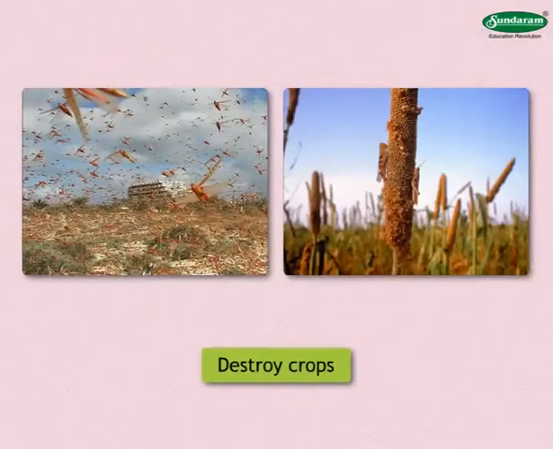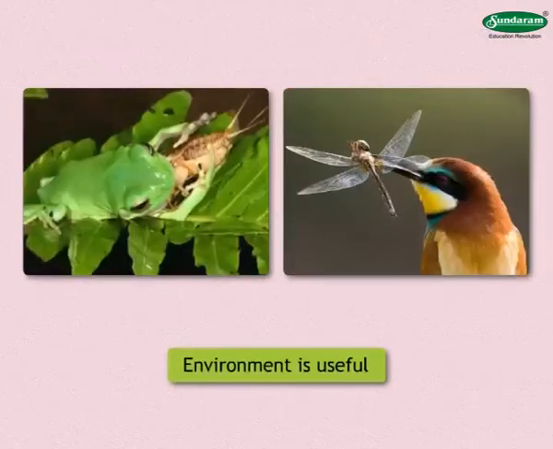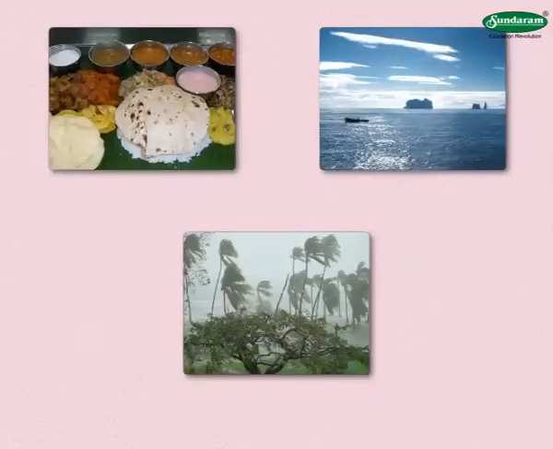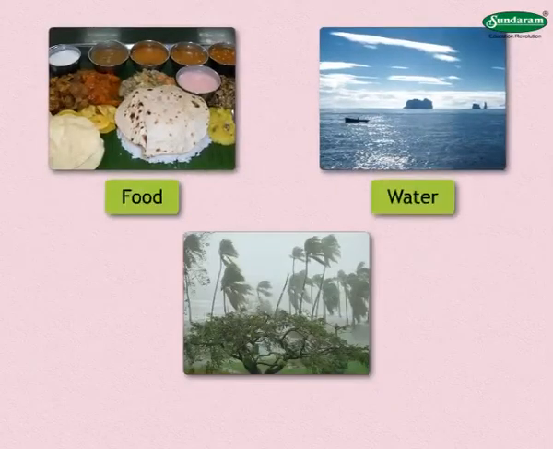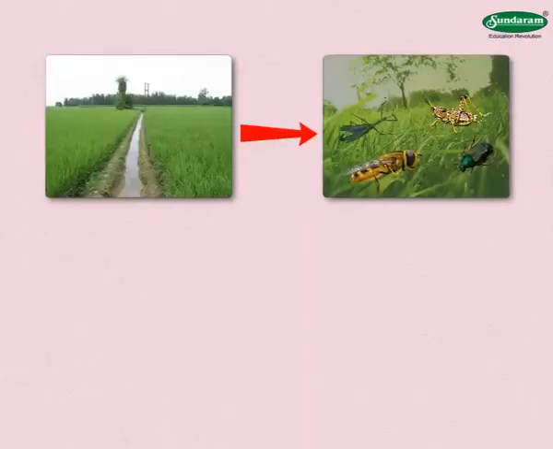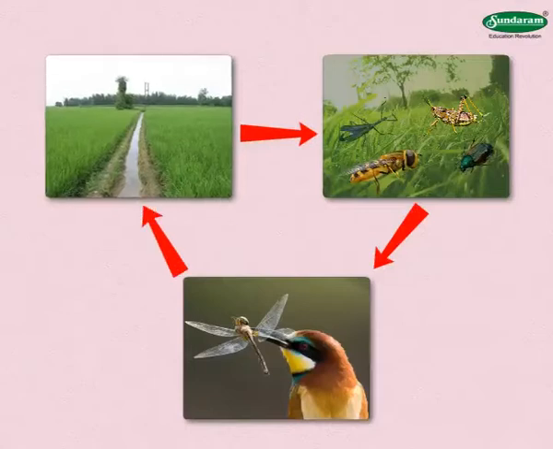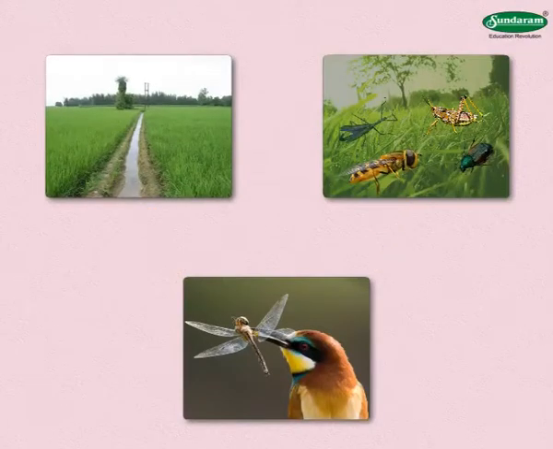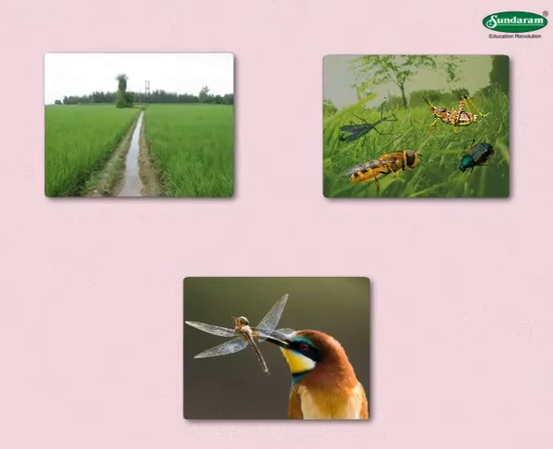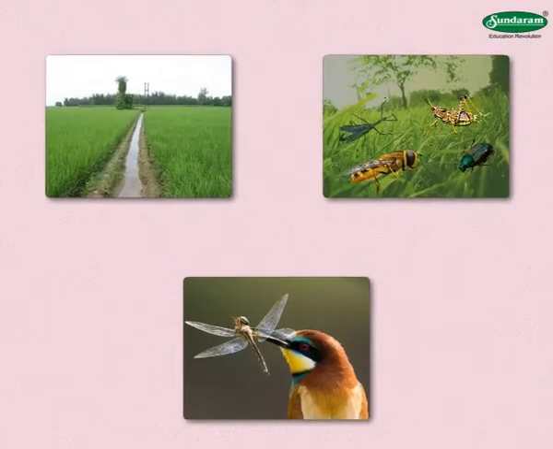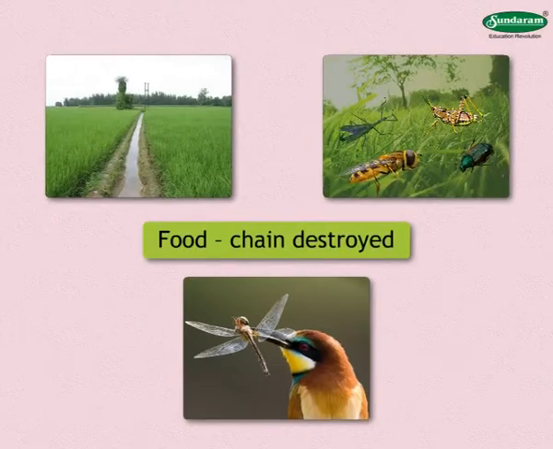What will be the effect on the agricultural industry if there is an increase in the numbers of insects that destroy crops? The environment is useful, and not just for necessities like food, water, and air. If the factors marked with a cross in the picture of the food chain are destroyed, how will it affect the other factors? They depend on each other for their survival. Hence, the food chain is disturbed.